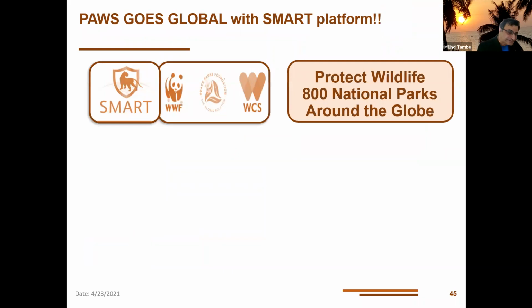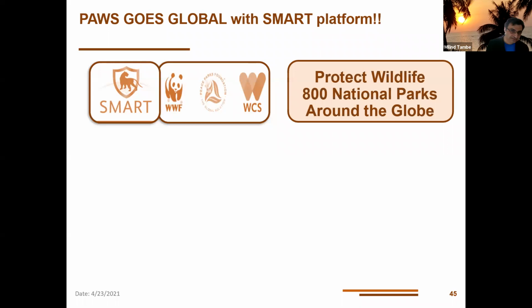So today we are very excited that PAWS has gone global. It is now integrated with the SMART platform. For those who may not know, SMART is the system that is active in 800 national parks around the globe. It's a collaboration of World Wildlife Fund, Wildlife Conservation Society, and 13 other conservation agencies. This is the software rangers use to note down where they found poaching and so forth. So PAWS is now made available to rangers around the globe to start using to make predictions of where poaching is going to happen, so that they can remove traps and prevent poaching.